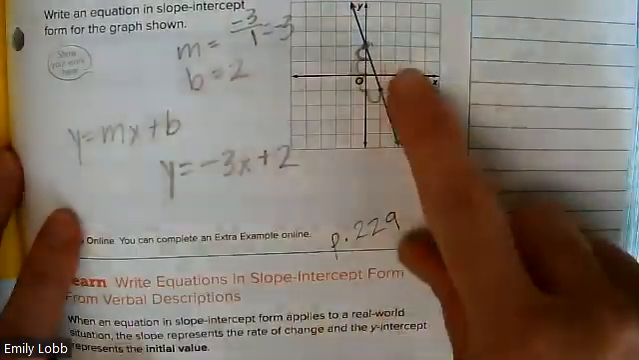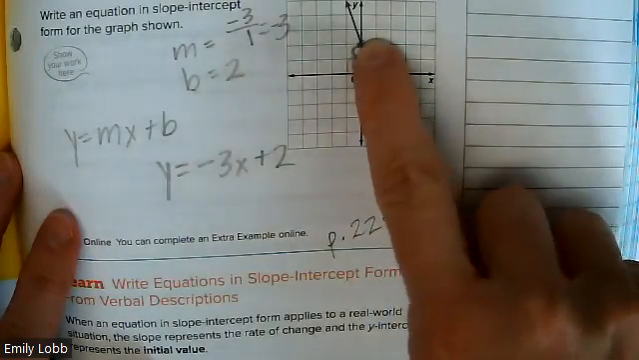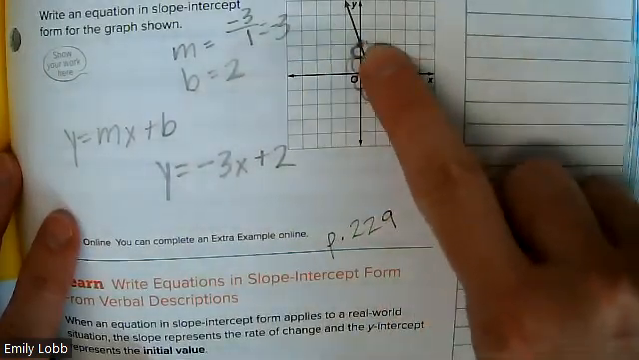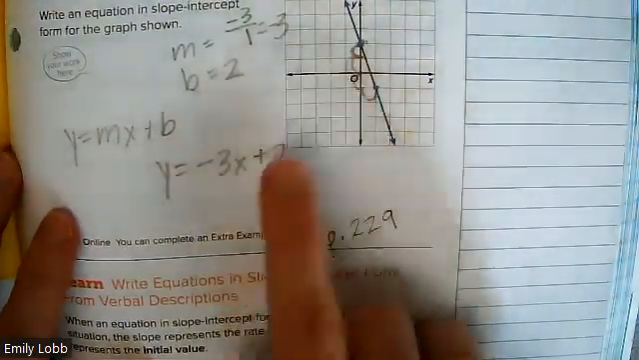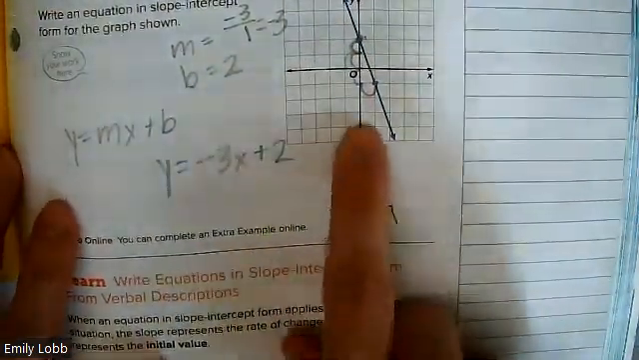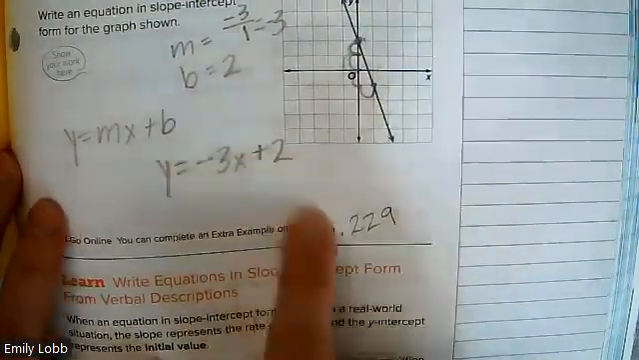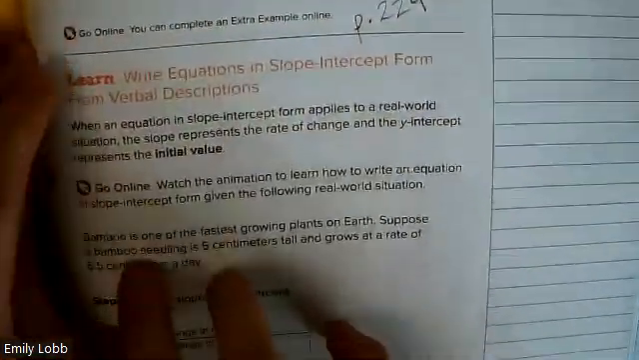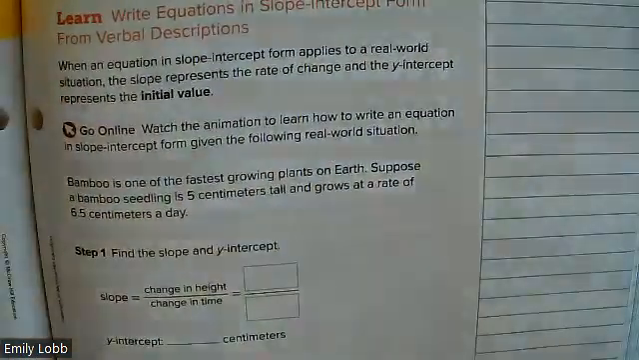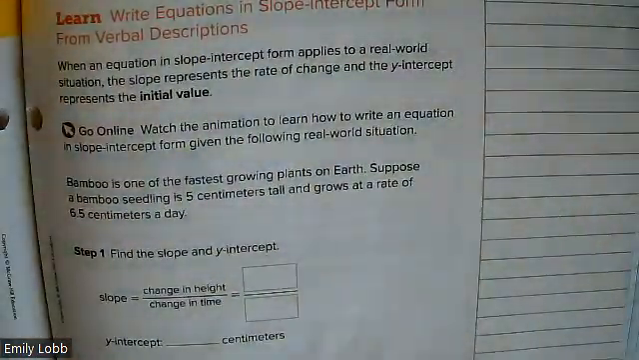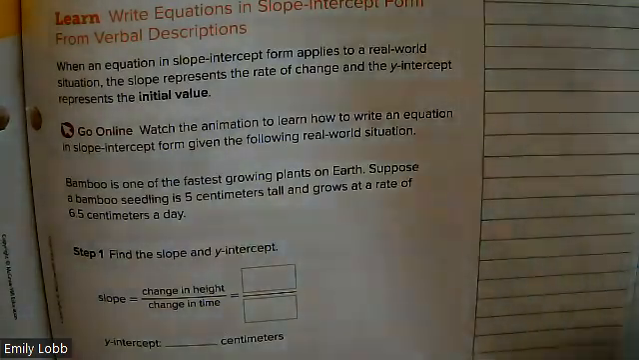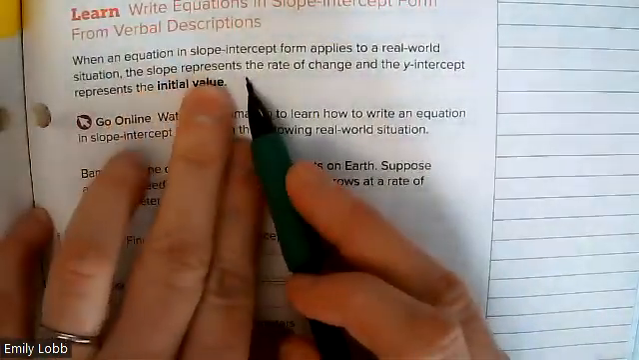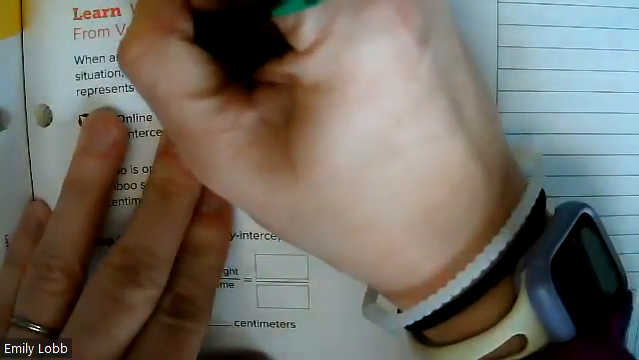And then our y value where our line crossed through the y-intercept was what? What did we say it was? 2. So we wrote +2, because if it was at -2, we would have written -2. All right. So now we're going to do something similar, except we're going to use the verbal descriptions of things. So here, we have to remember that the slope represents the rate of change.